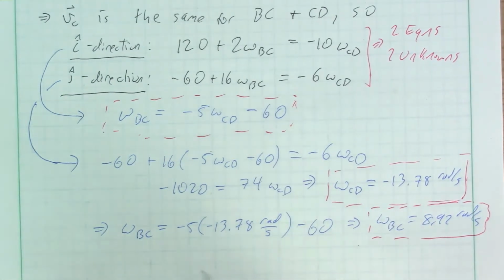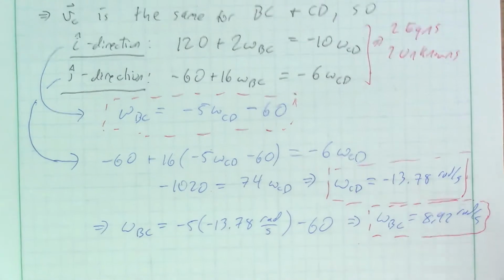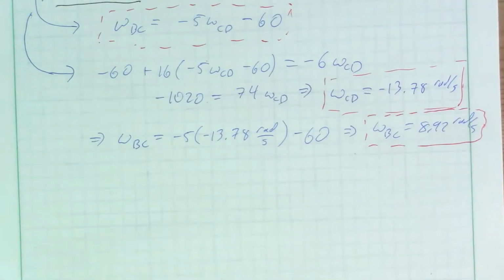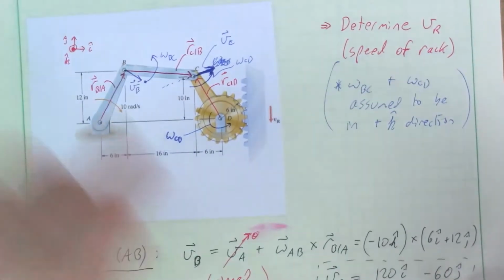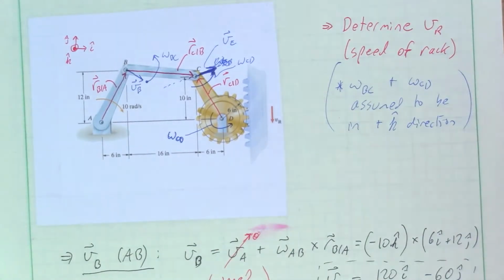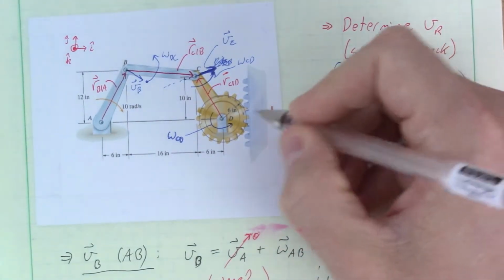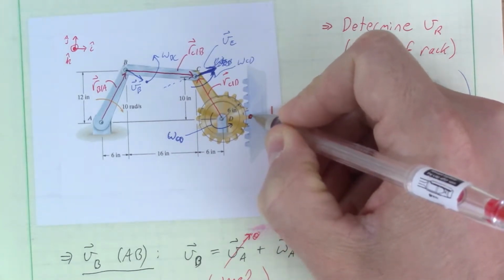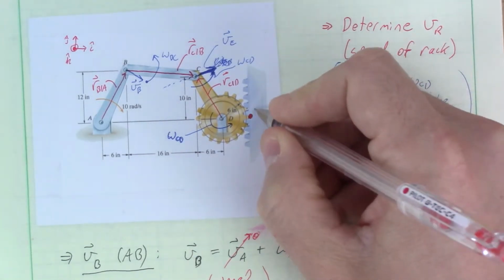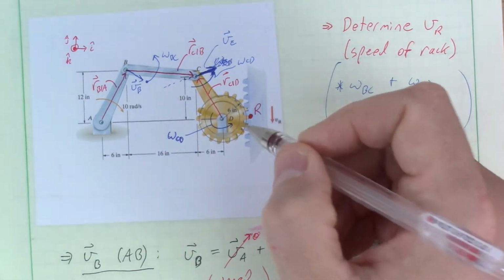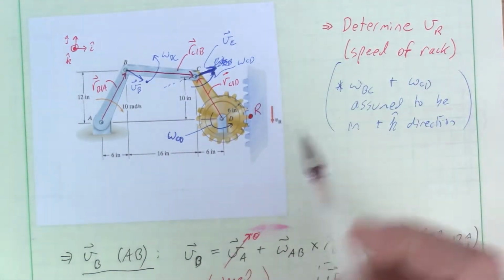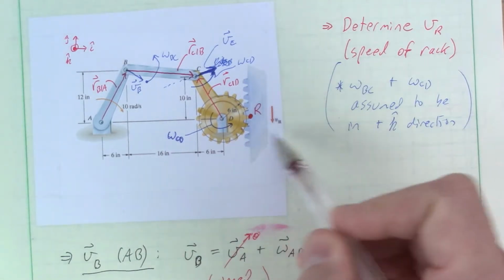So now we move into our final analysis. And I actually need to go back to the original diagram here, where we need to add one more point, because what we need to do now is relate it to the rack. So I'm going to put the point on the rack that's in current contact with the pinion, with the gear there. That's point R. And what we're going to do for this last stage is now relate point R, which is going to be its absolute velocity.